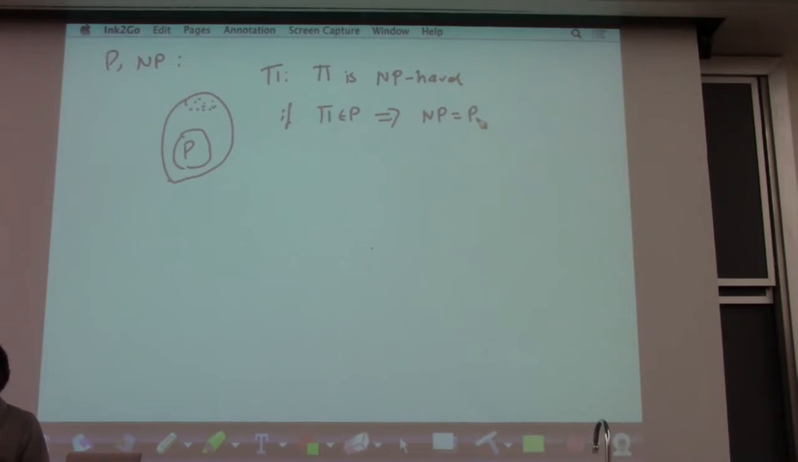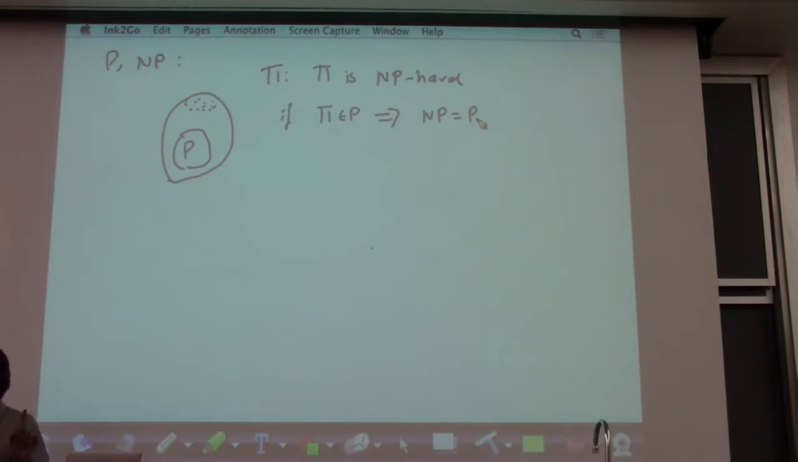Does that definition make sense? I haven't shown you such a problem exists, but let me just answer the question. So basically you're saying that if a particular problem can be solved in polynomial time, then all NP problems are solvable in polynomial time. Yes. This one problem is like the brick that collapses the house. If you pull this out, everything falls.